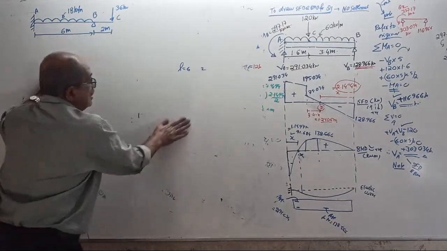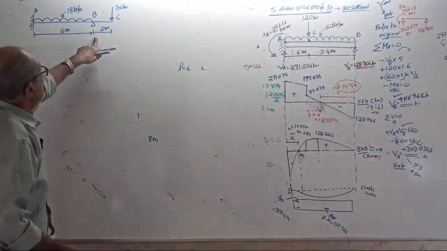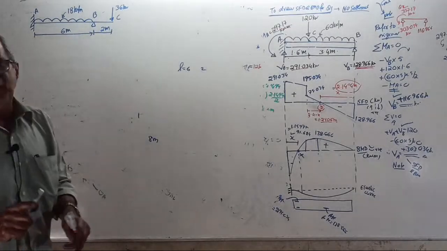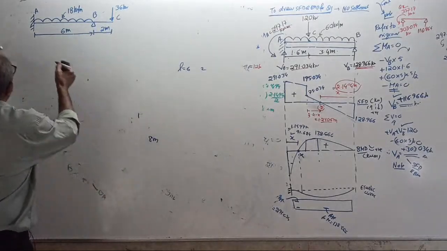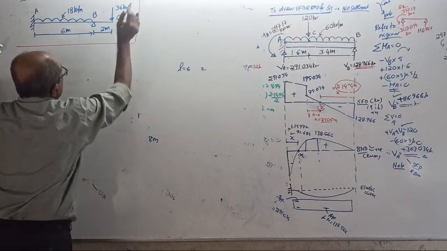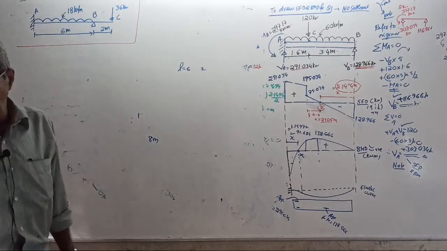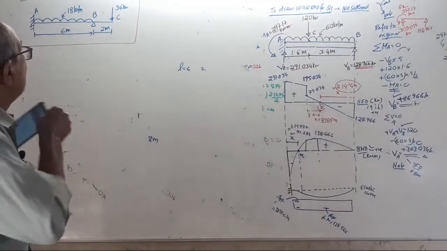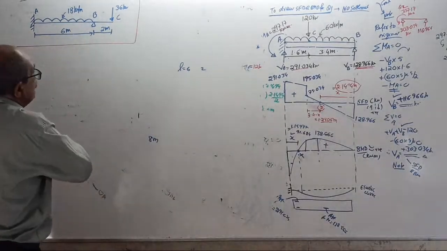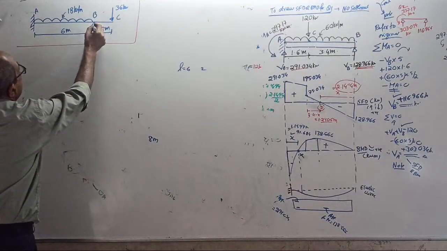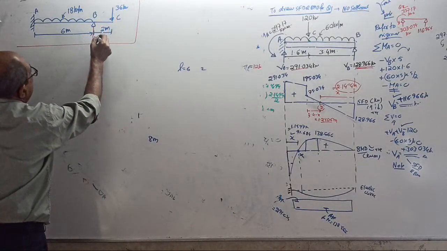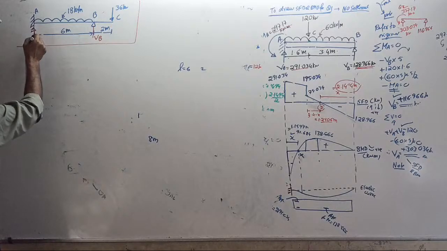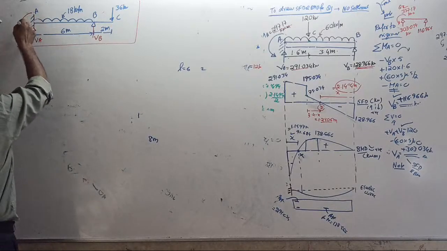Okay, start. First, copy the question. Clear? First, copy the question. I will tell the steps now. It won't take much time. Over. Agreed? Okay. Then write, one more sketch. Here, there is a reaction called VB. Here, there is a reaction called VA. A reacting moment called MA.